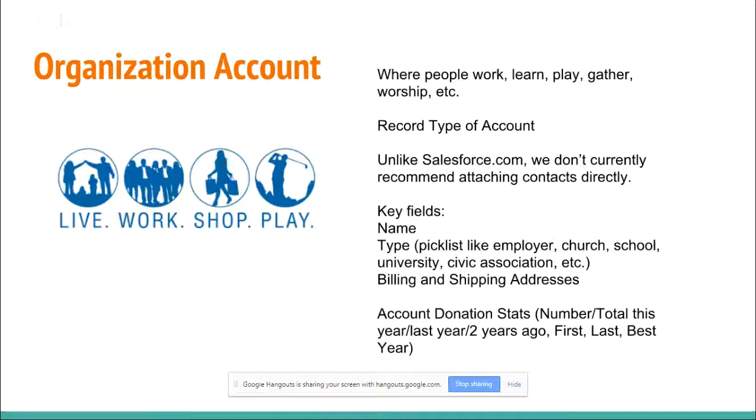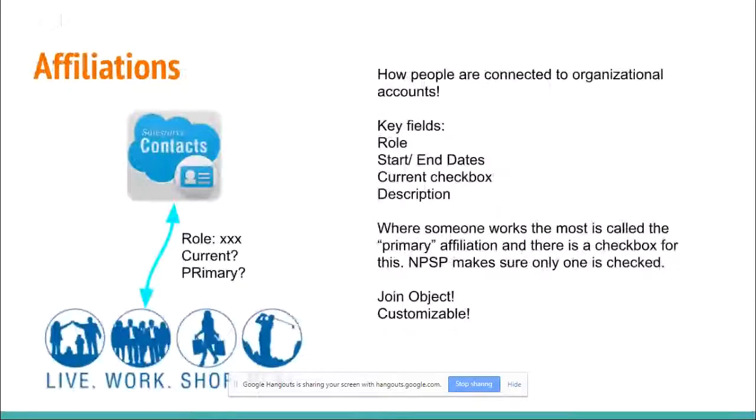Okay. Now, I said we connect the people to the organization accounts. We do that through a new object called the affiliation. It's a custom object provided by Nonprofit Success Pack. It's just a custom object, but it's provided for you. It connects the person to where they live, or I'm sorry, where they work, or where they play, or where they worship, or socialize, or gather, or learn. There's a role field, the start and end dates. So this can be time limited. There's a current box, so it's like current person, current member, or former member. You can add a description field, capture rough notes.